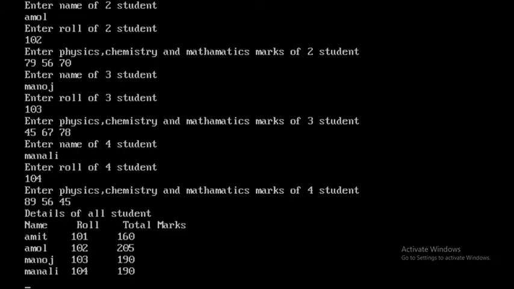Let's verify. See here, details of all students. So name, it is showing Amit. The roll number of Amit is 101. So it has calculated total 160. Similarly for Amol, Manoj and Manali.